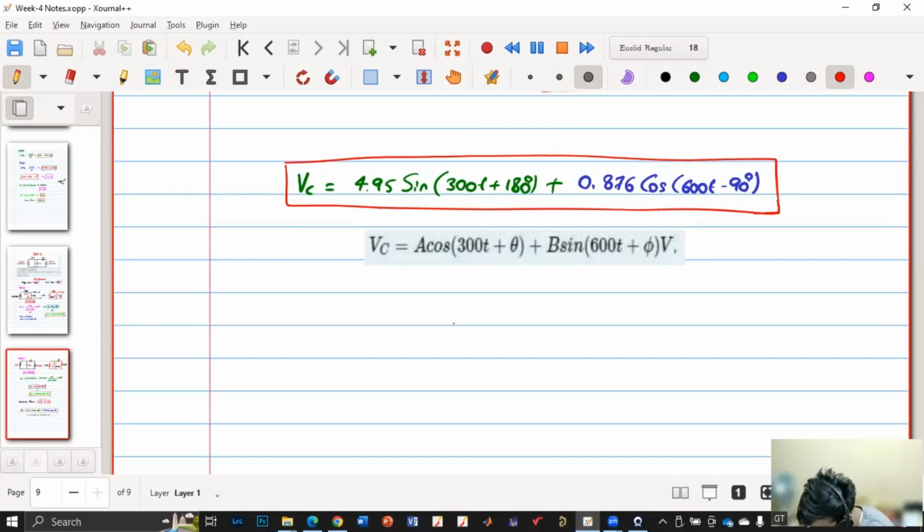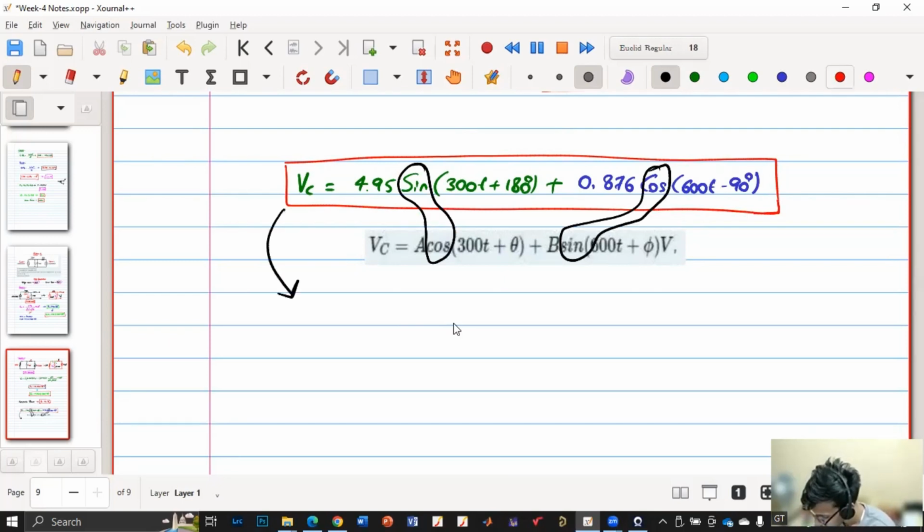One thing you need to check is what term they are asking. I should use a different color. So they have asked A into cos. We got sine, they gave cos. Here we got cos, they gave sine. So first we need to formulate this in cos and sine.